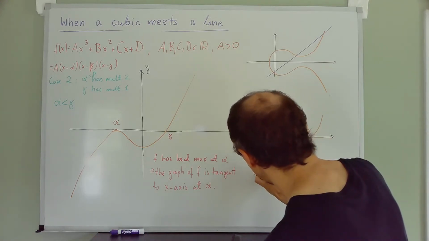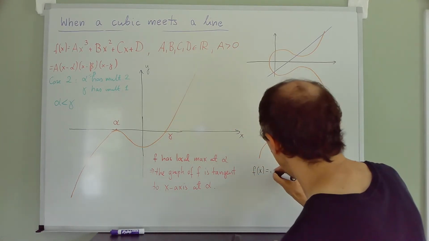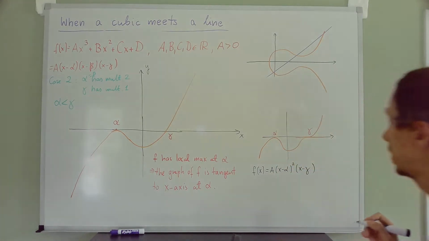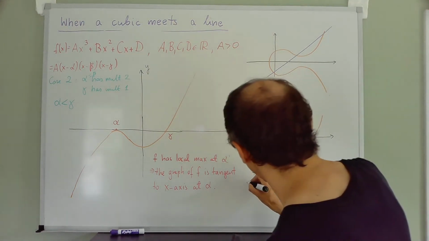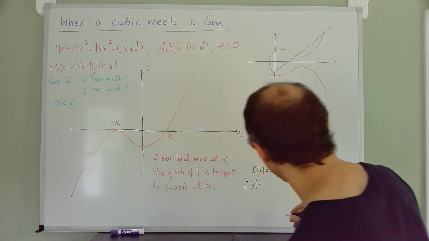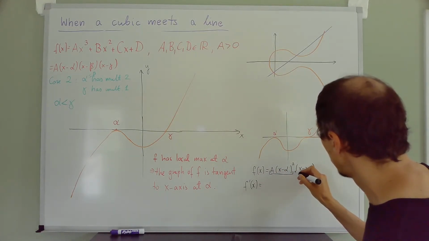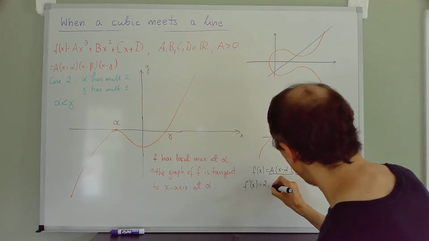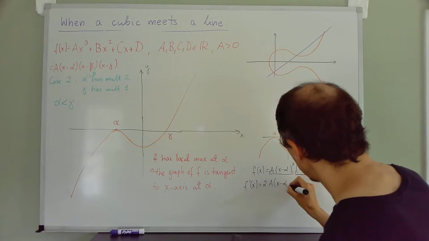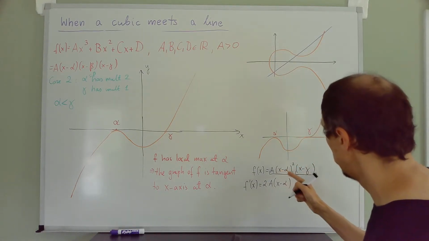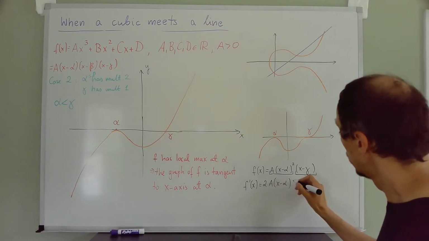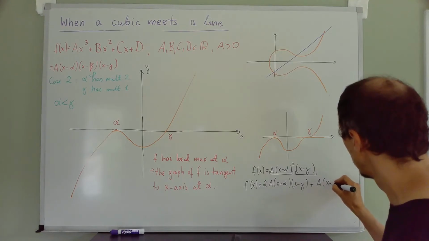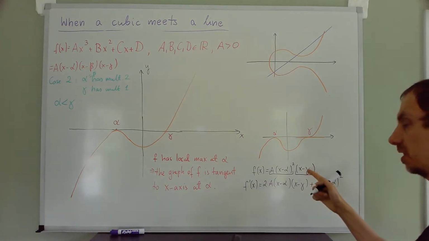So I'm taking my f of x to be a times x minus alpha squared times x minus gamma. Right? That's my function. So I'm going to compute its derivative by using the product rule. So this is my first factor, this is my second factor. So the derivative of the first is 2a times x minus alpha times the second, times the derivative of the inner function, which is just 1, times the second factor, plus the first factor unchanged, times the derivative of the second factor, but that's 1.